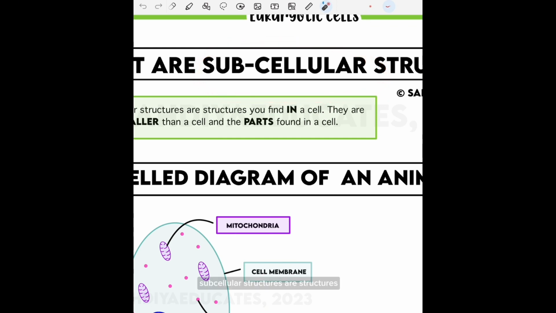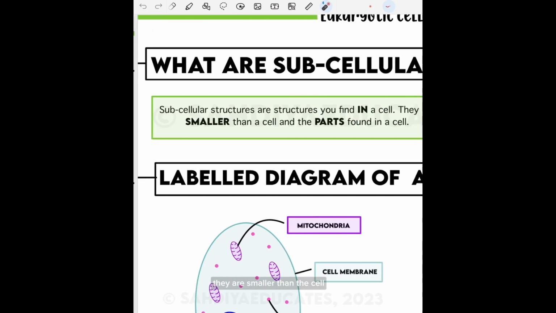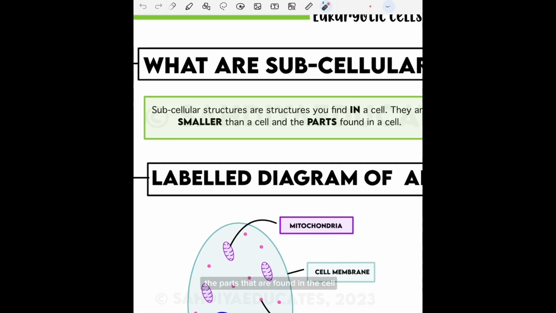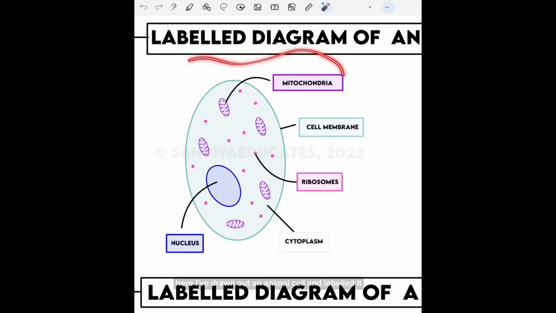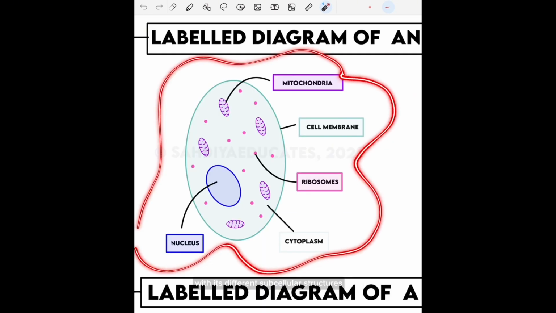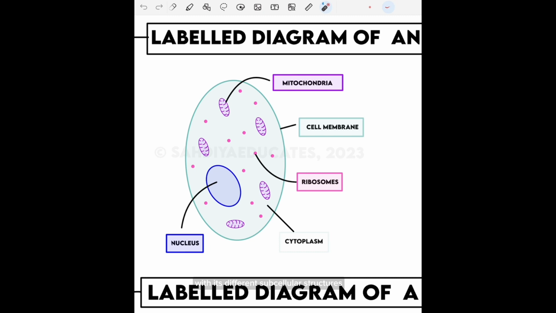Subcellular structures are structures, basically parts, that you find in a cell. They are smaller than the cell and are the parts that are found in the cell. Here I've drawn out an animal cell and labelled it with its different subcellular structures. You've got the mitochondria, the cell membrane, the ribosomes, cytoplasm and the nucleus.